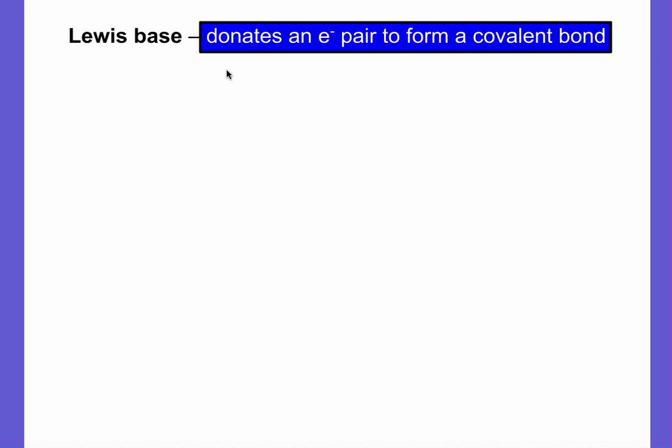But we had to come up with that definition for a reason. Because it doesn't have to be a hydrogen ion that's donated, turns out. Or it doesn't have to be a hydrogen ion that accepts that pair of electrons. It could be something else. It could actually be a silver ion.